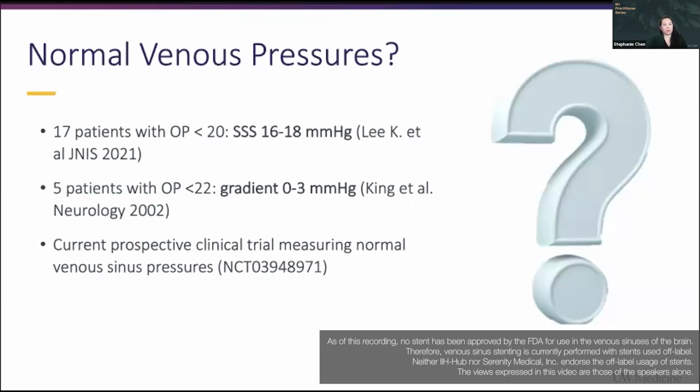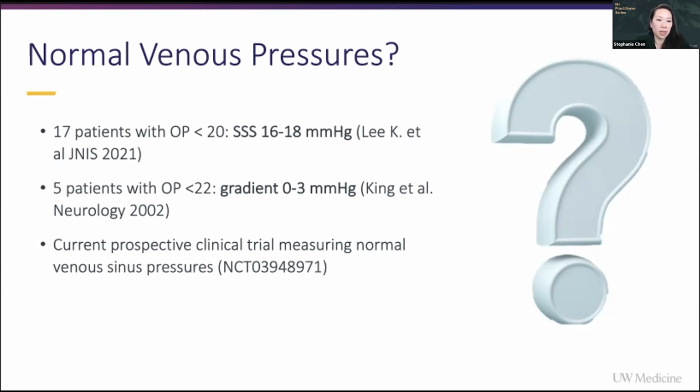So how do we interpret the results? The question is, what is a normal venous pressure? And the answer is actually, we don't really know. So we take these absolute measurements from the venous sinus, and really what we look at is the gradient.